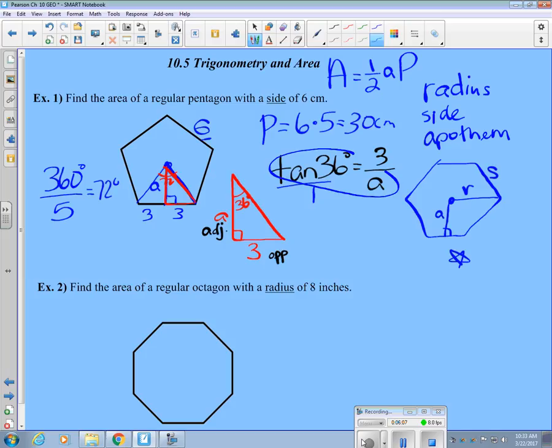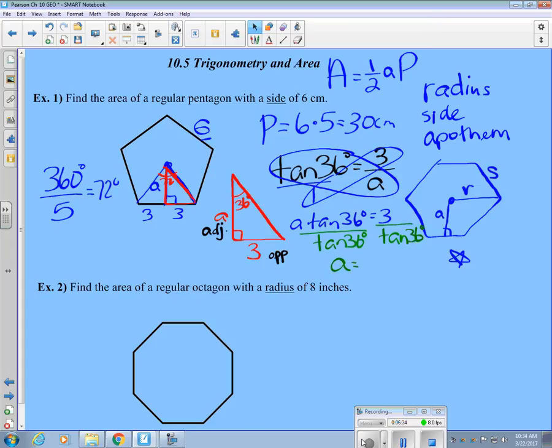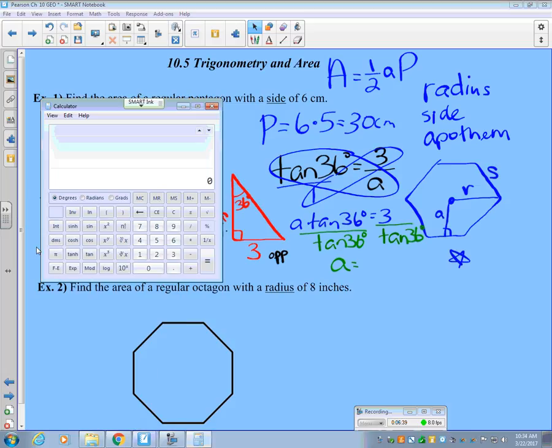Okay, so we're going to cross multiply. A times the tangent of 36 degrees is equal to 3 times 1. To solve for A, which is the apothem, we're going to divide both sides by tan of 36 degrees. Let me show you how I have this calculator here. This calculator likes the angle first and then the trig function.